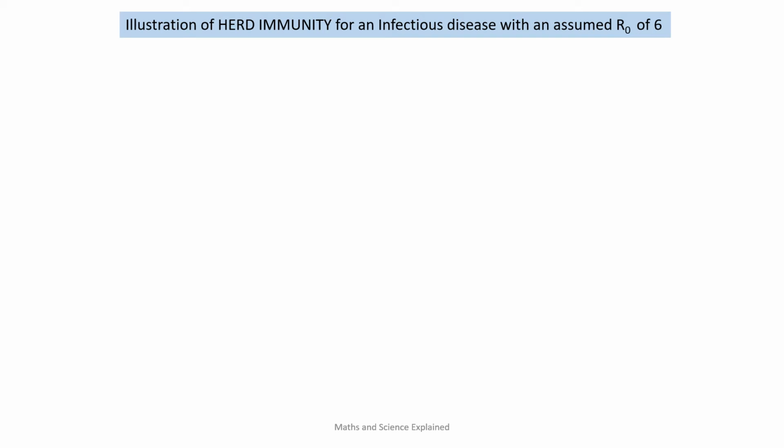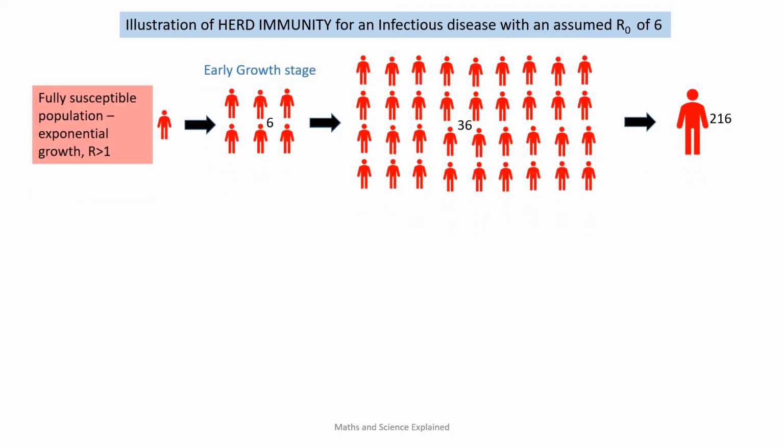Herd immunity occurs when a large proportion of a community, the herd, becomes immune to a disease, making the spread of disease from person to person unlikely. As a result, the whole community becomes protected, not just those who are immune. Here we have a virus such as the Delta variant with an R0 of 6, and it spreads exponentially in the early stages through a population that is fully susceptible.